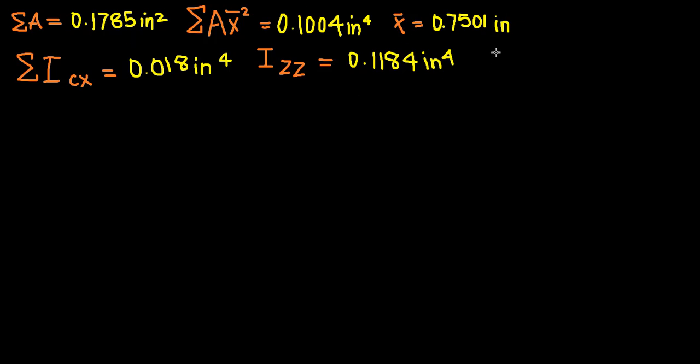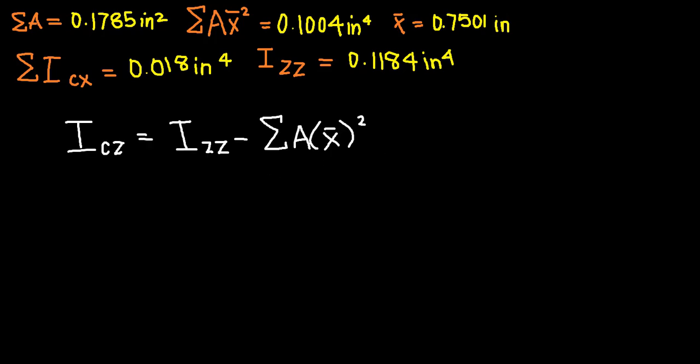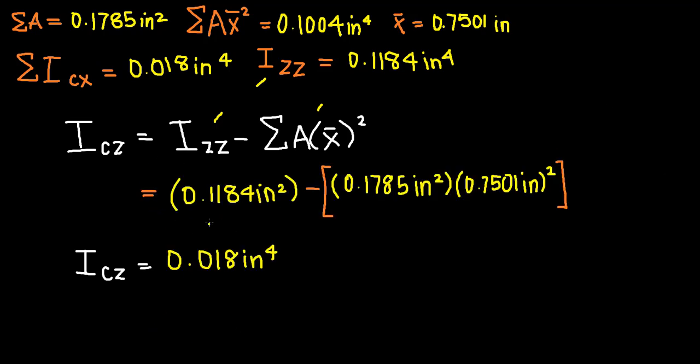So now that we got all of our necessary variables, we can finally calculate the moment of inertia for the entire figure based upon our vertical axis. So now, utilizing our moment of inertia formula, we already have our variables, which is the parallel axis theorem upon the z-axis, and our summation of AX squared. Now, plugging in the values, we can get our answer. So the answer that we got is 0.018 inches to the power of 4. And that is your final answer.